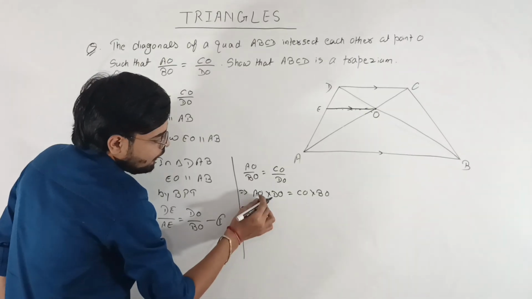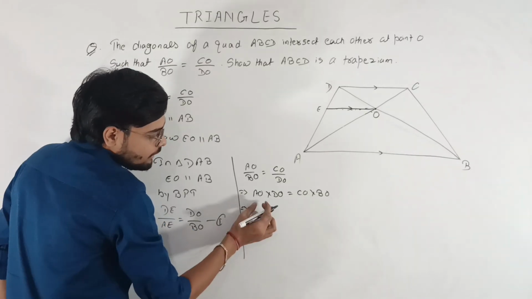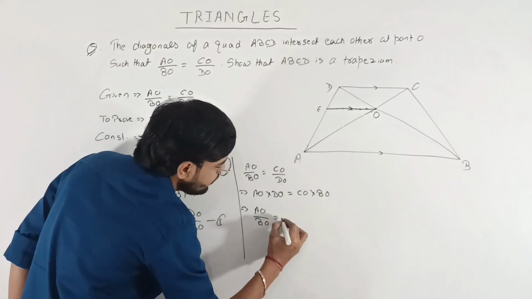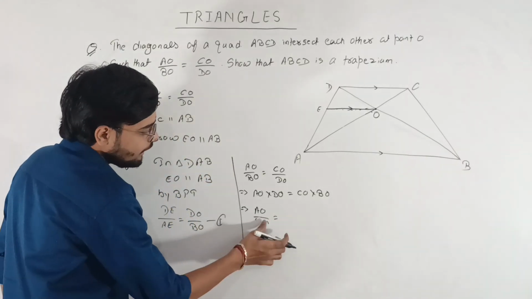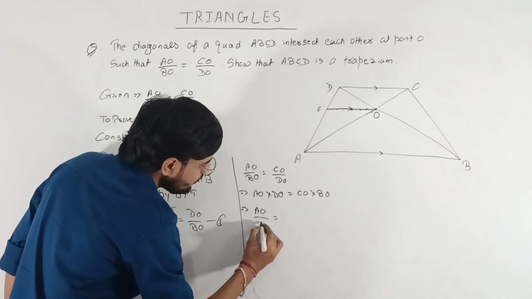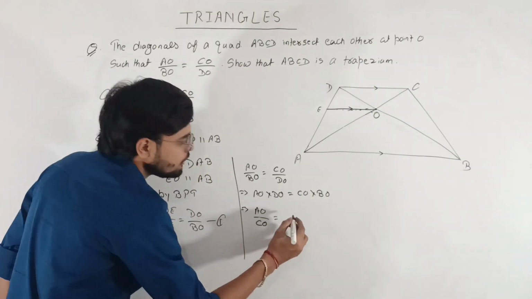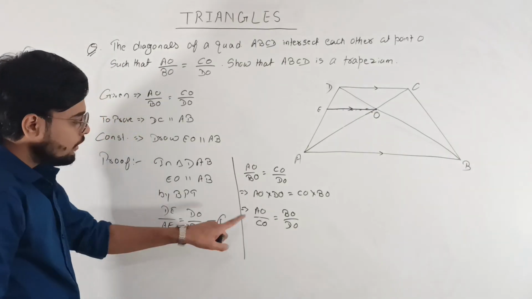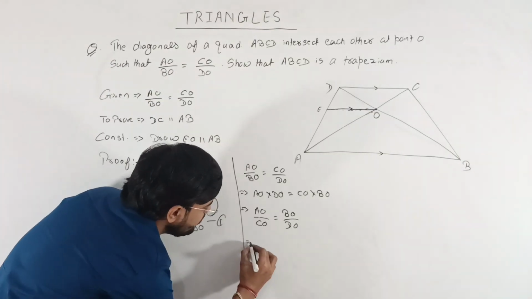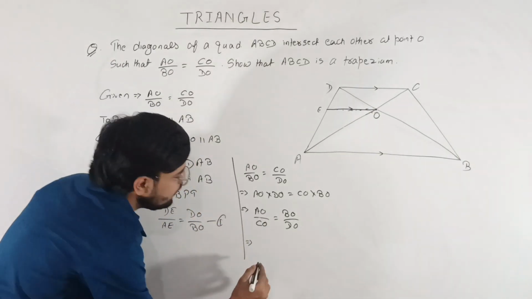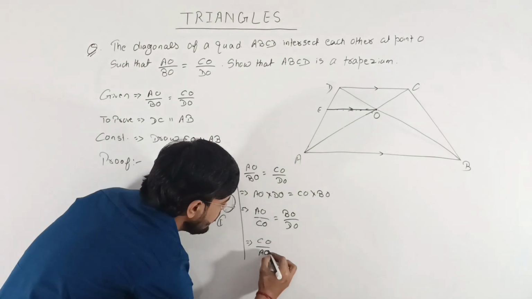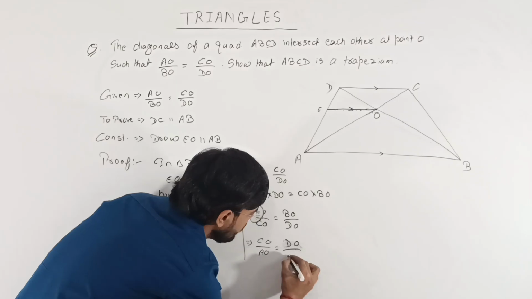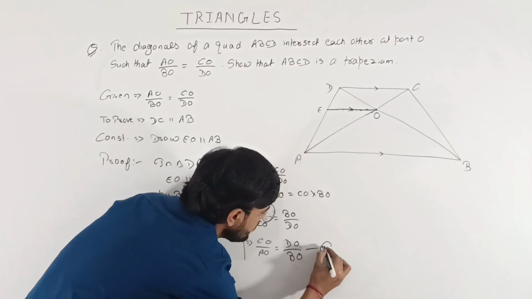Now we take this BO to this side, and we take this CO to this side, so AO upon CO is equal to BO upon DO. Now we take the reciprocal of both LHS and RHS. After reciprocal, we get CO upon AO is equal to DO upon BO. This is my equation second.